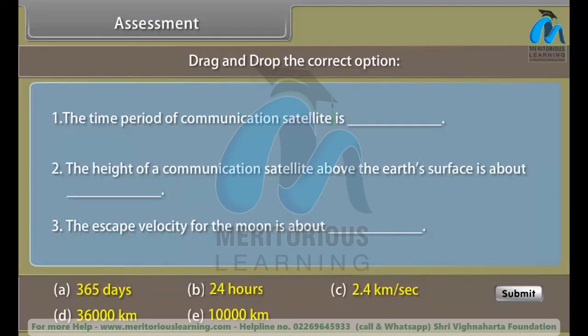Assessment. Before proceeding further, let us know how much have you learned. Drag and drop the correct option.